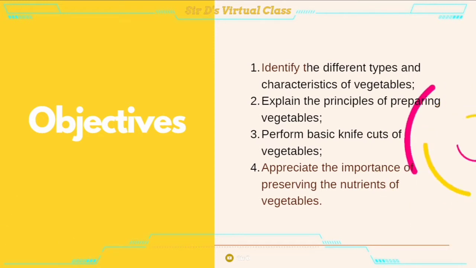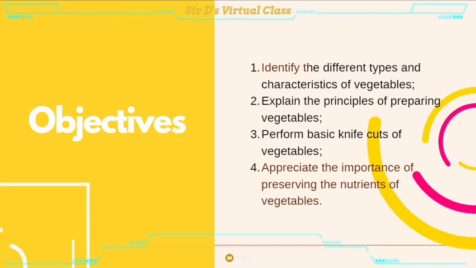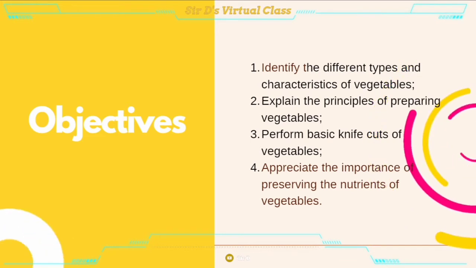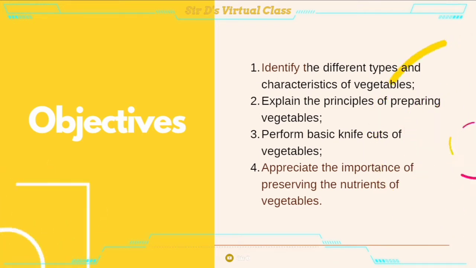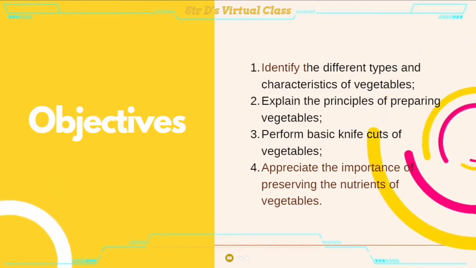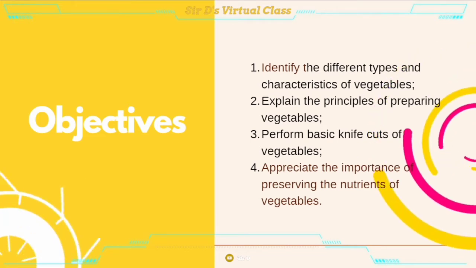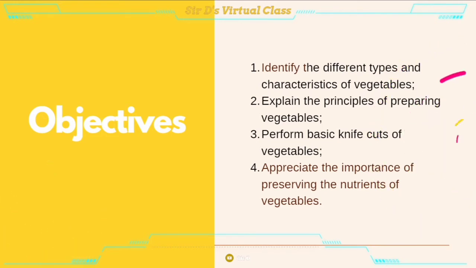Our objectives are as follows. Identify the different types and characteristics of vegetables. This was already discussed in part 2 of our three-part series. Explain the principles of preparing vegetables. Perform basic knife cuts of vegetables. On the other hand, these two objectives were discussed in the first part of our three-part series. And lastly, for this last part, we will appreciate the importance of preserving the nutrients of vegetables.